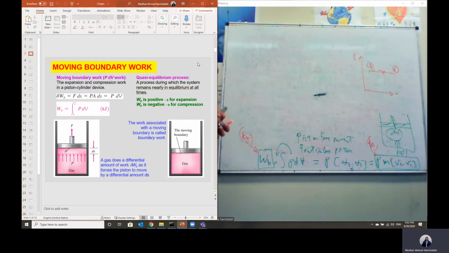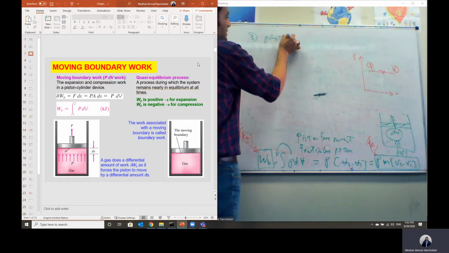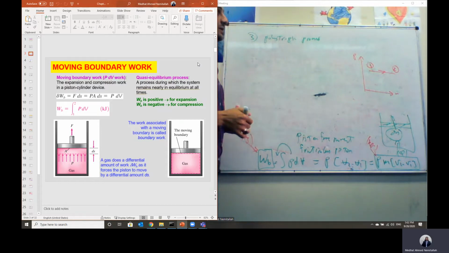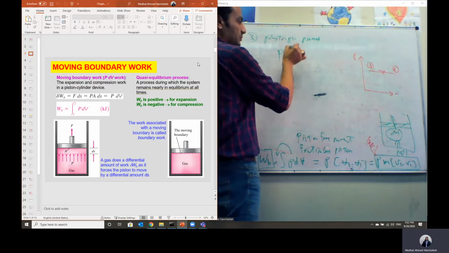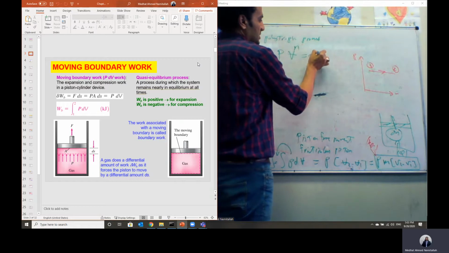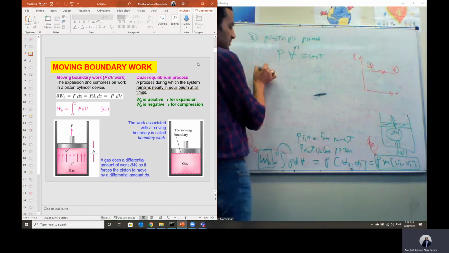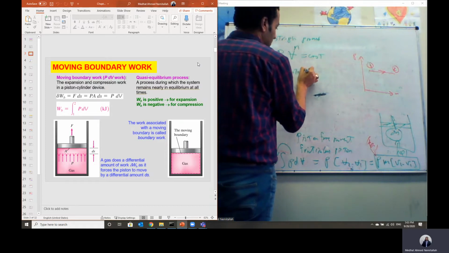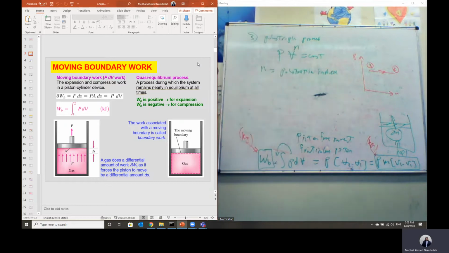So let's move to the third special case, when we have what we call a polytropic process. A polytropic process is a process in which the pressure varies with the volume based on the relation PV to the power n is constant. And n is called the polytropic index of this process.